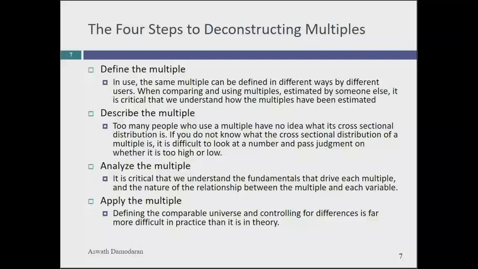Third step, I'm going to analyze the multiple. I'm going to argue that embedded in every multiple are all the assumptions we have in DCF, and I'm going to be explicit about it and give you a way of extracting what those variables are. Key step because it tells you what you need to control for with a multiple. And only then am I going to apply the multiple. And I'm going to define comparable, both narrowly and broadly, and I'm going to talk about how different the answers can be. Define, describe, analyze, apply.